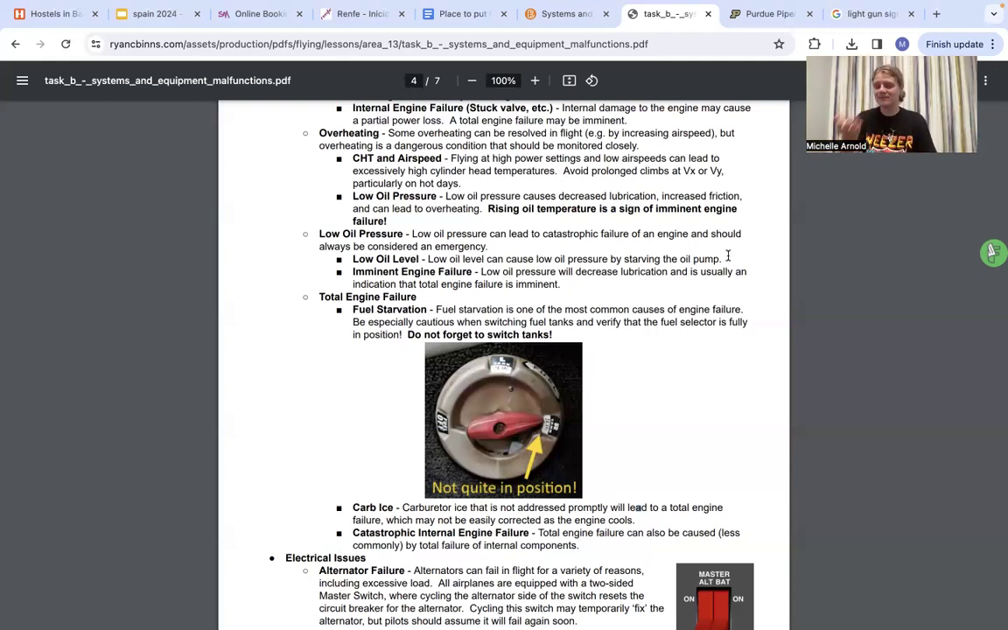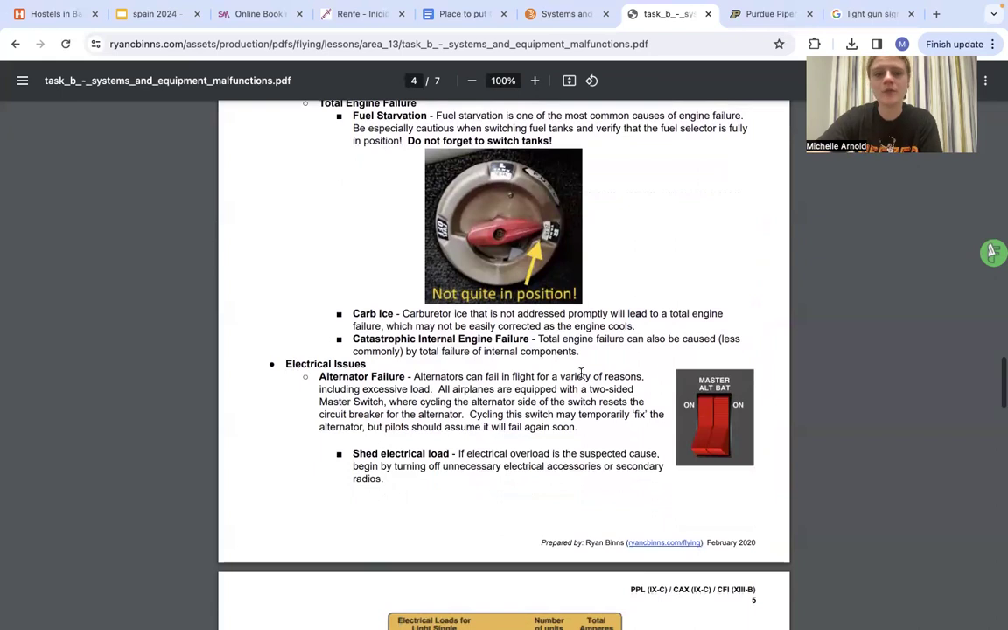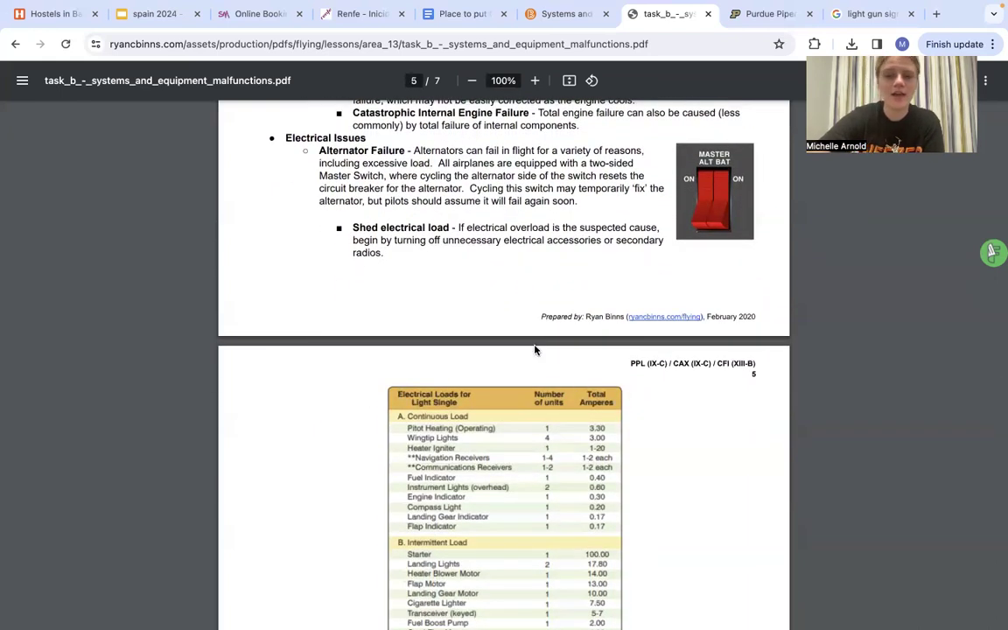I have personally experienced an alternator failure, which we're about to talk about next. And I took over the controls while my instructor took over the comms. So she talked to ATC while I ran the checklist and flew the plane.